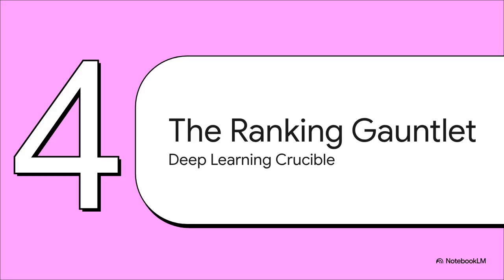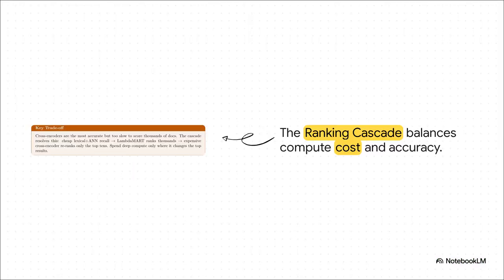Section 4, the ranking gauntlet, the deep learning crucible. We have our candidate pool. Now things are going to get computationally heavy. Okay, to rank these thousands of candidates, we run headfirst into a massive cost versus accuracy trade-off.